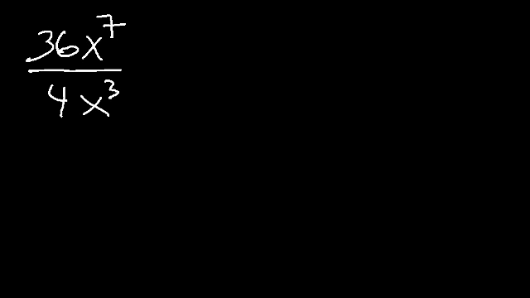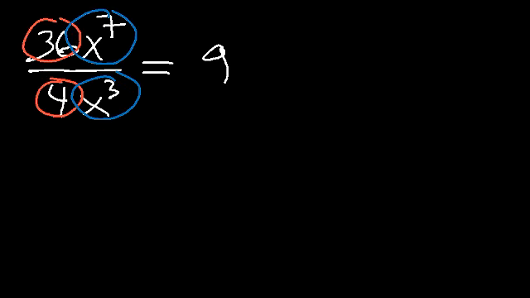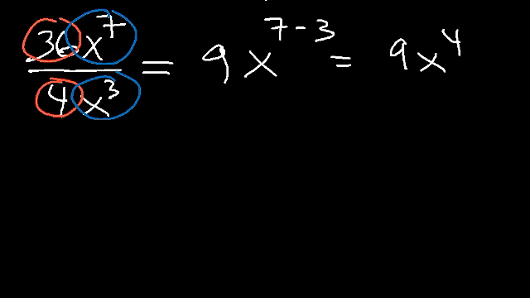Now what if you have examples like this? What's 36x to the 7th divided by 4x cubed? How would you simplify this expression? So first, divide the constants. 36 divided by 4 is 9. And then focus on the variables. X to the 7th divided by x cubed, that's going to be 7 minus 3, which is 4. And so that's the answer for that one.